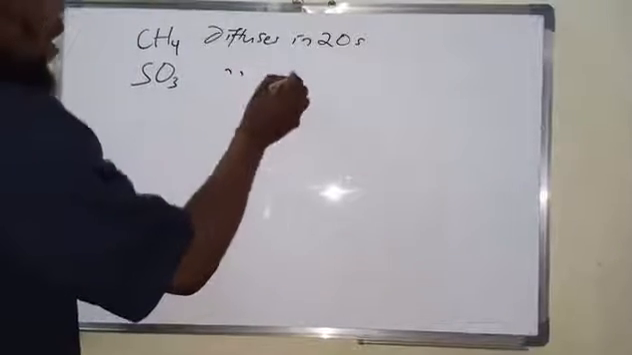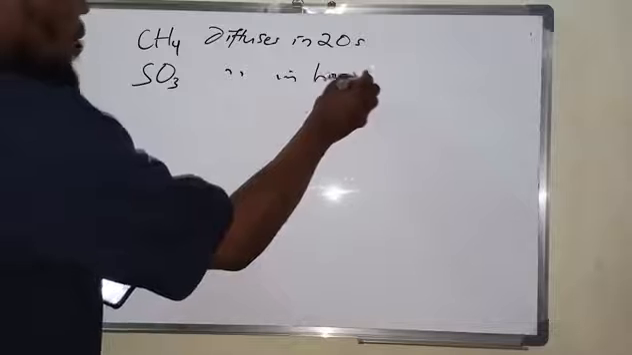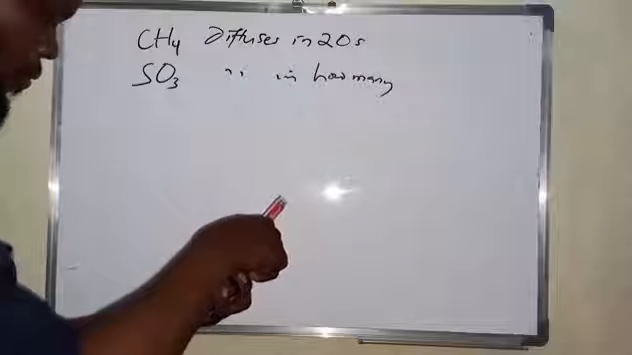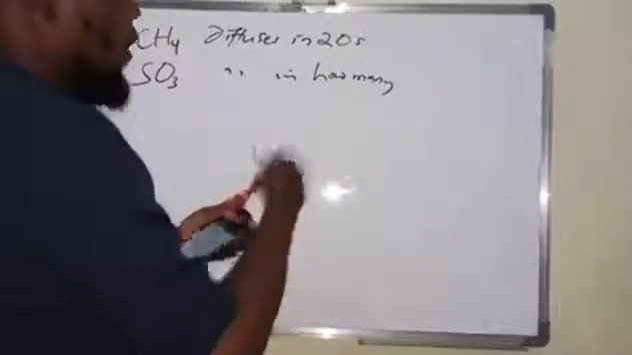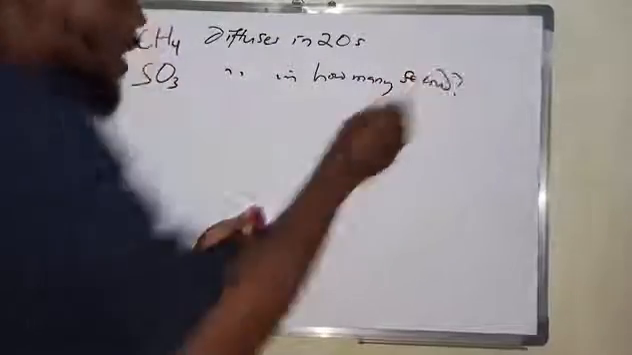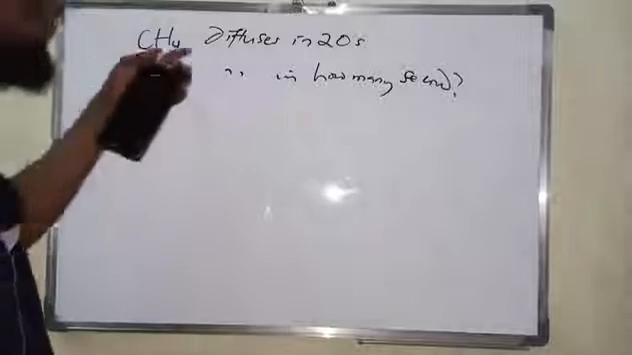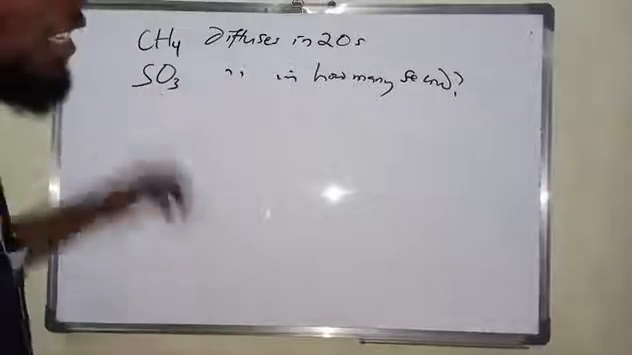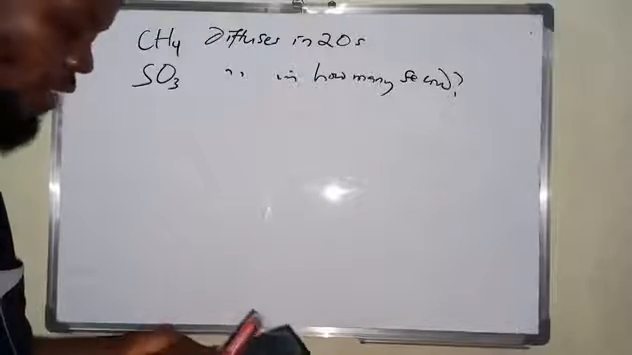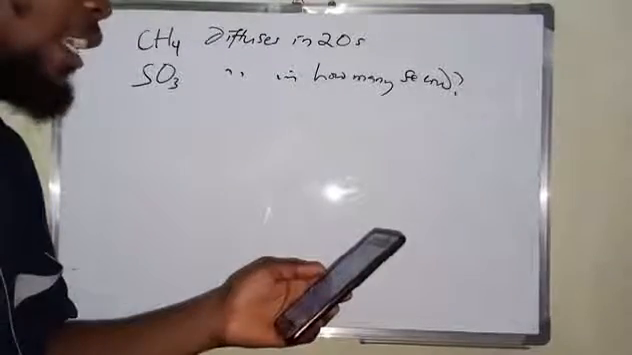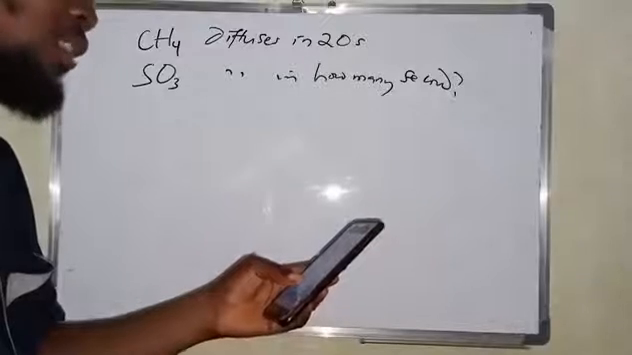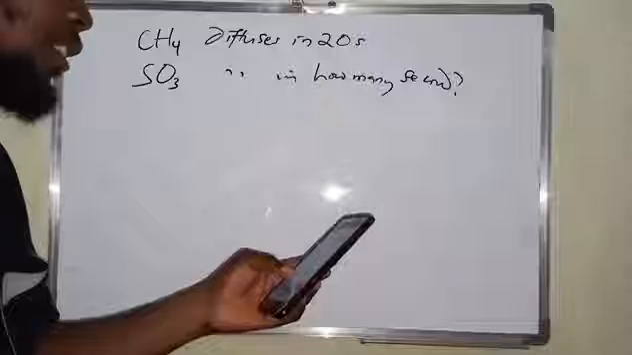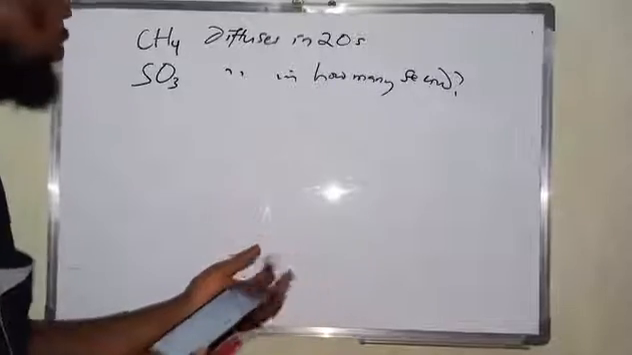So this one will diffuse in how many seconds? That is the time it will take. If methane diffuses in 20 seconds, then how long will it take the same volume of sulfur six oxide to also diffuse? You can take the question again. A given volume of methane diffuses in 20 seconds. How long will it take the same volume of sulfur six oxide to diffuse under the same condition?